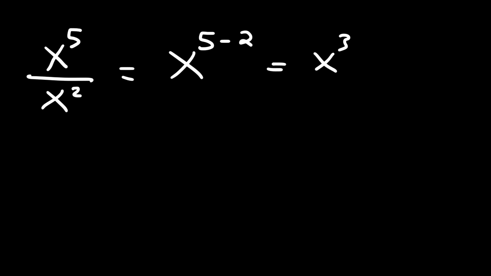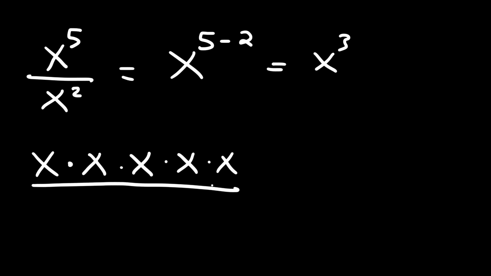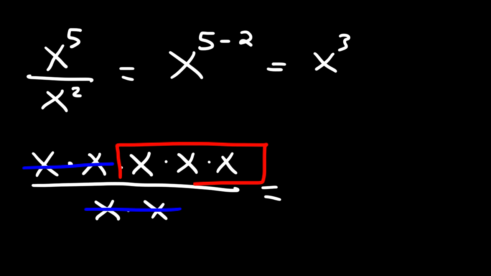To visualize it, imagine if we expand x to the 5th power. We know that it's the multiplication of 5 x variables. X squared is simply x times x. Now we can cancel 2 of the x variables on top and on the bottom of the fraction. And so we're left with 3 x variables at the end, which is equal to x cubed. And so that's why this works, because if you subtract 5 by 2, you get 3.